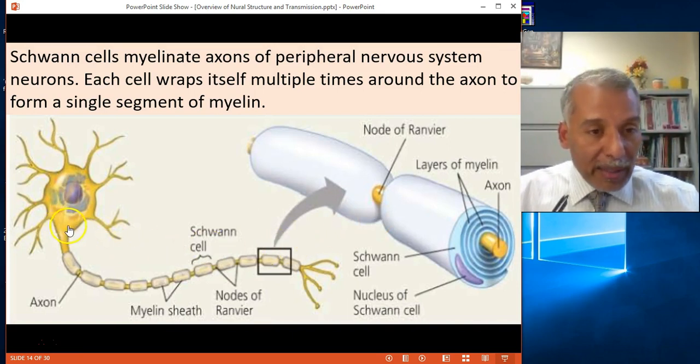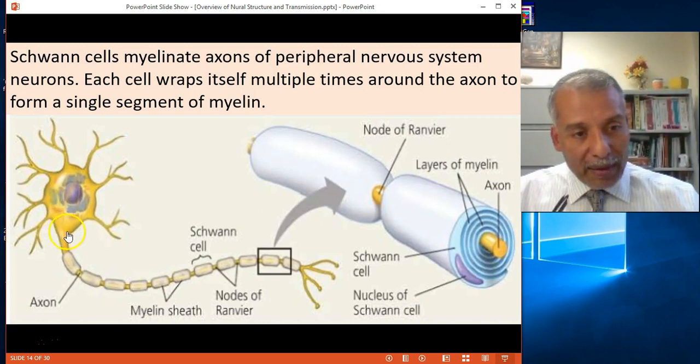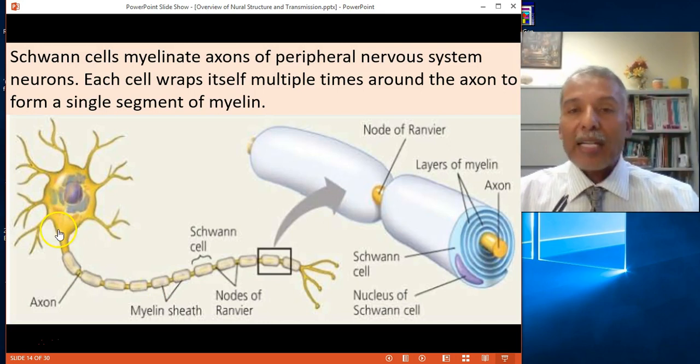The area here that connects the body of the neuron with the axon, this triangular area here, is called the axon hillock. This is where firing takes place, and we'll explain it in detail later.